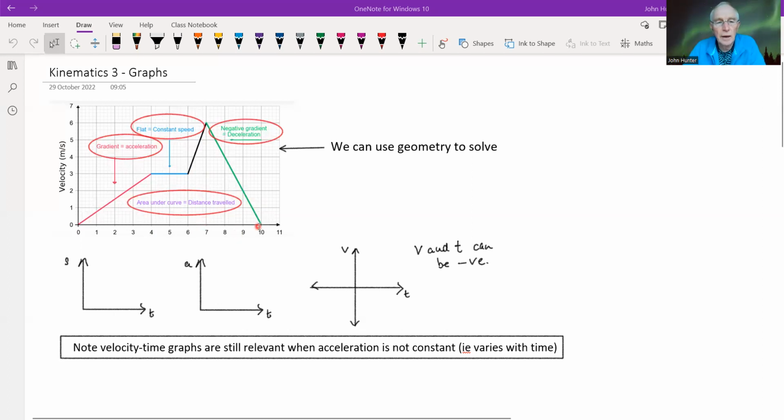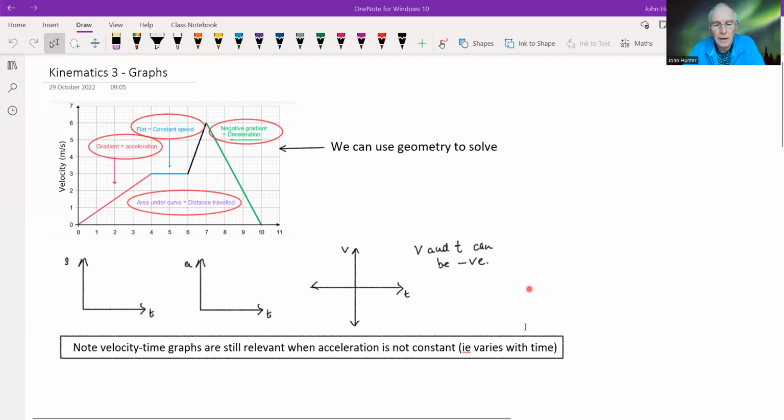And the point here, which you may have already triggered, is that this is going to be quite useful in solving problems, because we can start to use the area and the slope in order to support the Suvat equations. So we'll see that when we do some examples in a moment.